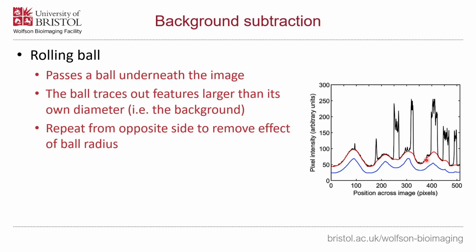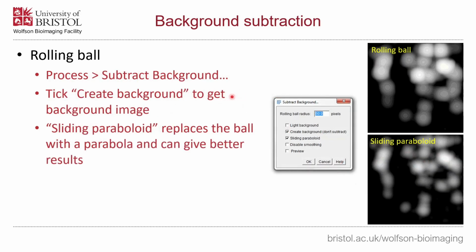This works for when you've got bright objects on a dark background. The rolling ball option has this light background option. So if we had dark features on a light background, like you might in, say, a bright field image, you would enable that, and it effectively just rolls the ball from the other side. The subtract background feature also allows you to select whether or not you just want to create the background. So in that case, rather than automatically subtracting off the calculated background, it just gives you this background image.